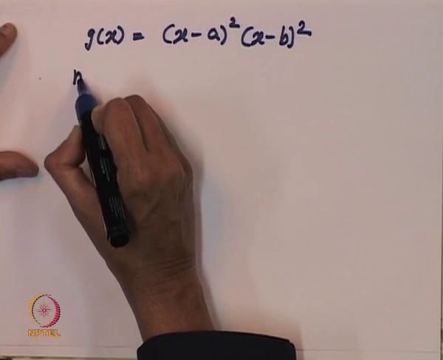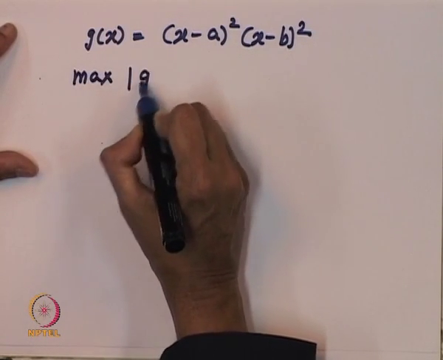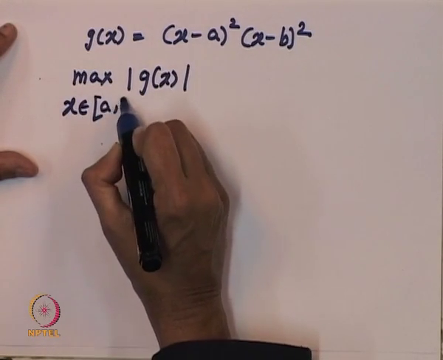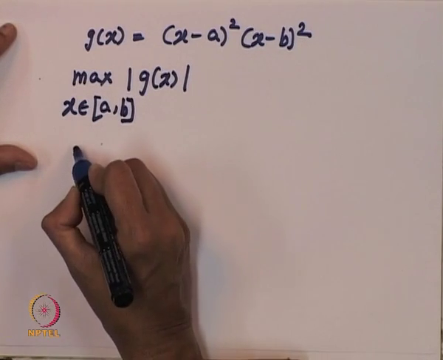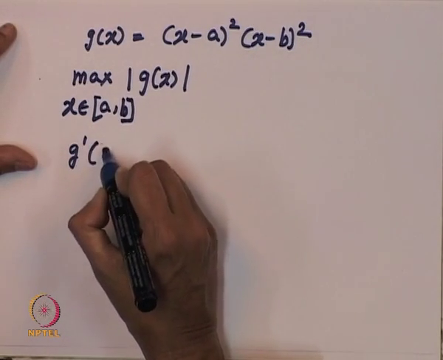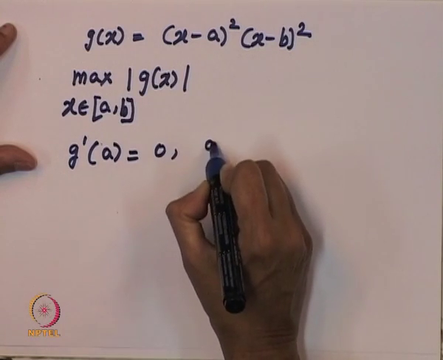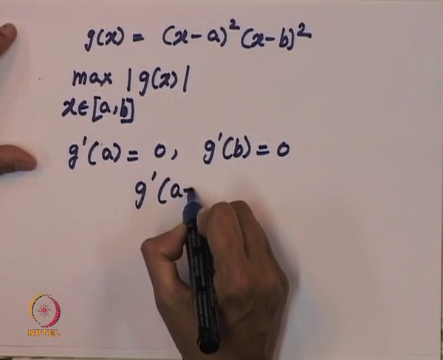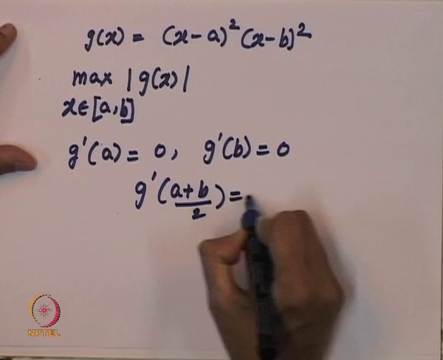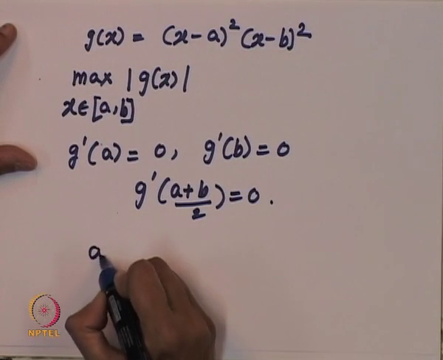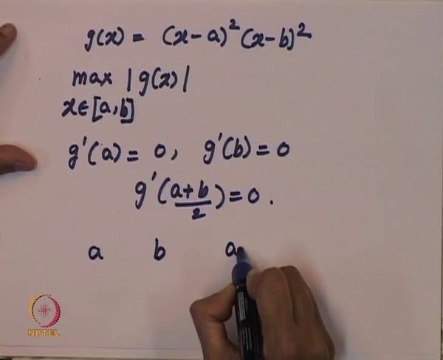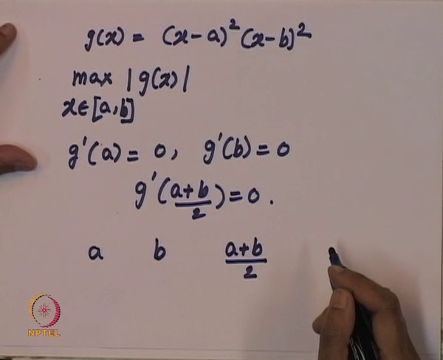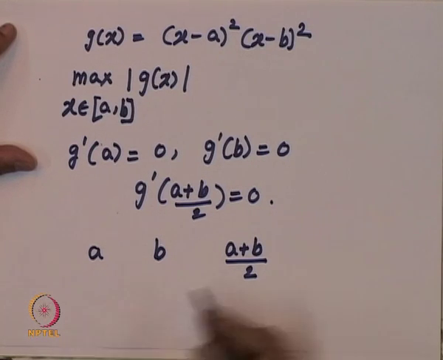We are trying to calculate the maximum of the modulus of g(x), x belonging to the interval [a, b]. g'(a) is equal to 0, g'(b) is equal to 0, and g' of (a+b)/2 is 0. So, we look at the value of g at these 3 points a, b and (a+b)/2, and whichever is the maximum, that is the absolute maximum.